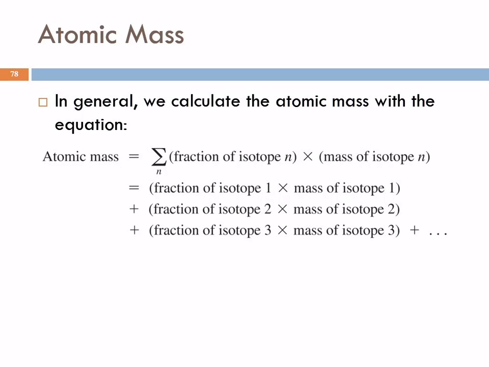So here is a more general form of that. The atomic mass is the sum, for however many isotopes you have, of the fraction of the first isotope times its mass, plus the fraction of the second times its mass, plus the fraction of the third times its mass. However many isotopes, you add them up like that.